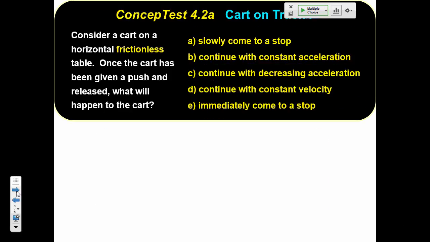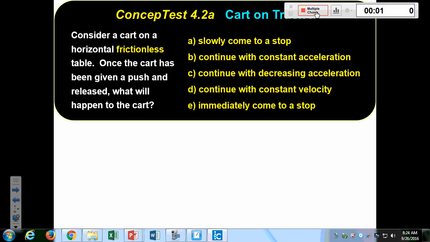The net force acting on it all along. All right, so consider a cart on a horizontal frictionless table. Once the cart has been given a push and released, what will happen to the cart? Actually, we'll stop with this one. The answer is, what is the answer? It's frictionless. It's going to be D. D is the right answer, and then y'all can go.